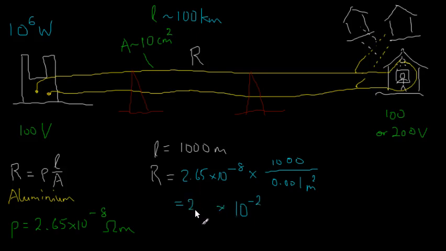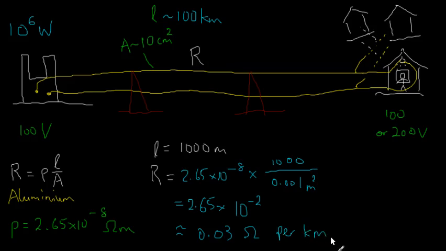So the answer is 2.65 times 10 to the power minus 2. Now, it's easier if I simply take this to be about 0.03. I just round this off to 3, and this gives me 0.03 ohms per kilometer, per 1,000 meters. So this is per kilometer.